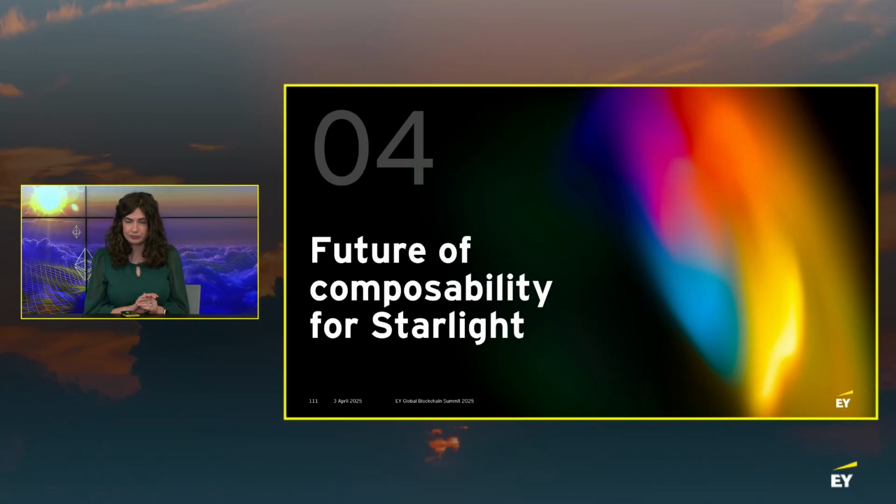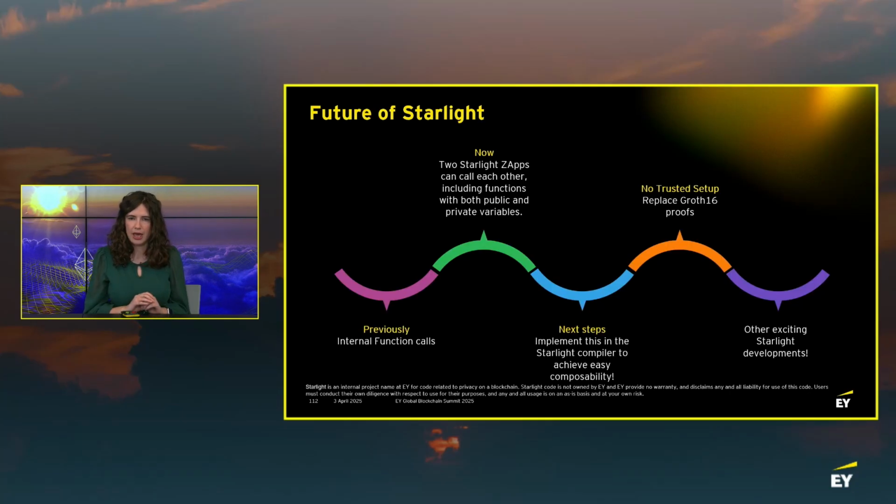OK, so now I'm going to give a very quick overview of our plans for Starlight in the future, including composability. Like I said, we previously already had internal function calls. And we also had the ability to call Solidity contracts. I've just shown that we can make two Starlight apps call each other, and we've tested this. And we've included functions with both public and private variables. And obviously, we've also included the input and output consistency, so this is secure.